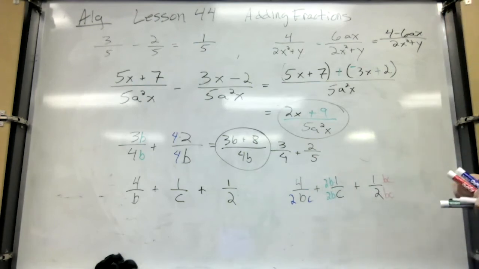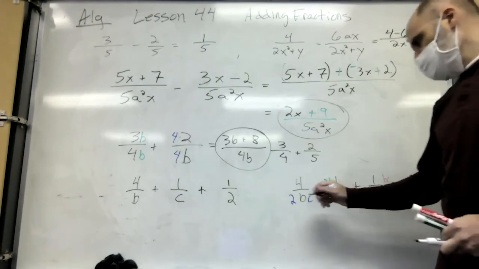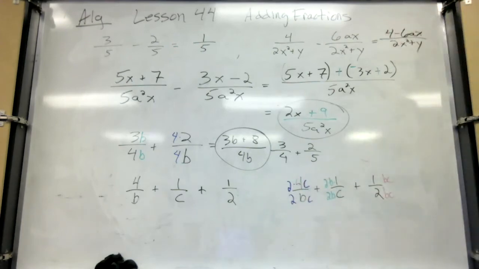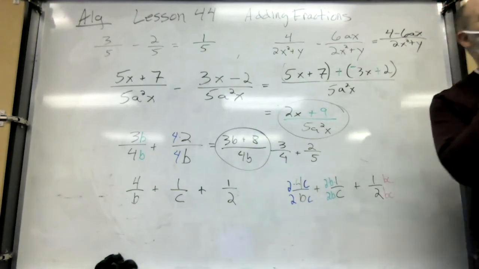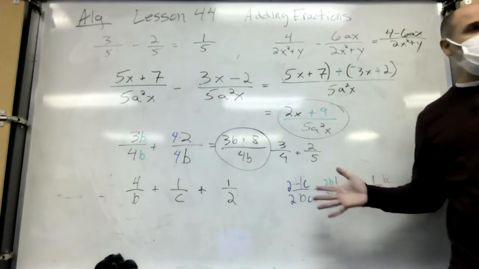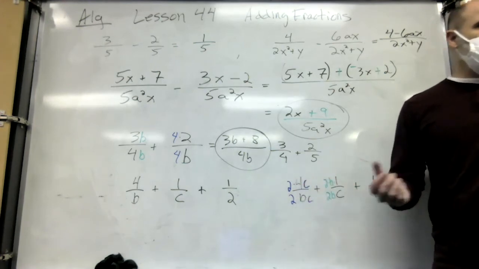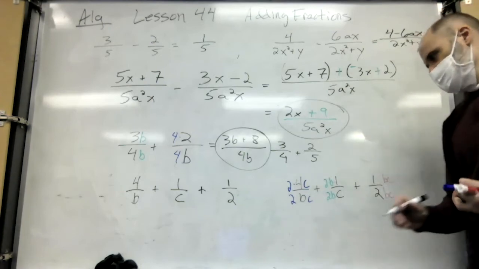Okay, if I multiply the bottom by 2C, multiply the top by 2C. See what I did? So far, so good. Again, I don't feel like I've done any math yet. So now I'm gonna simplify the top. So I'm gonna simplify 2 times 4 times C. What's 2 times 4 times C?